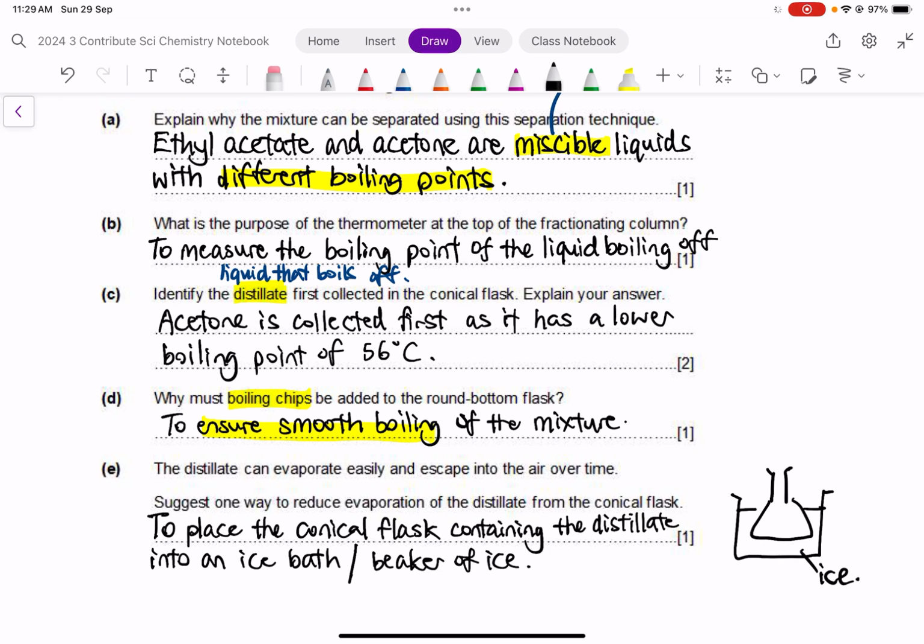Alright, so these are the answers for question number 4. And this, if I may remind you, is in chapter 1 of the textbook. You can also refer to the chapter 1 revision video for separation techniques so that you can revise it as well if you have forgotten the contents here.